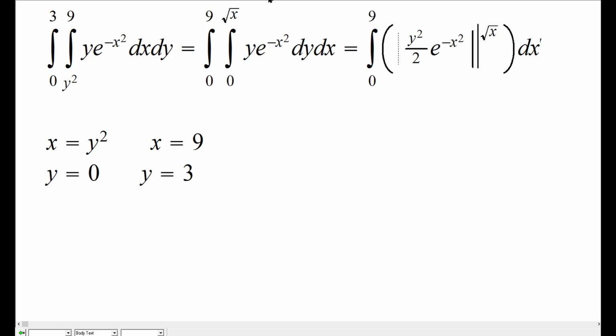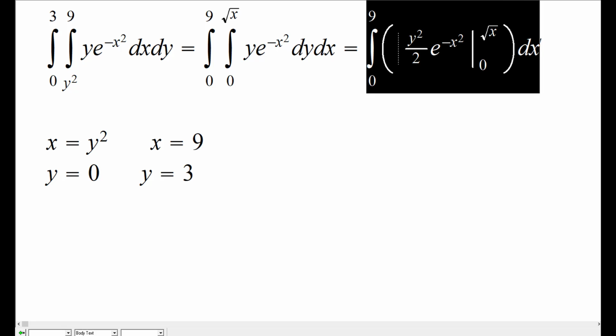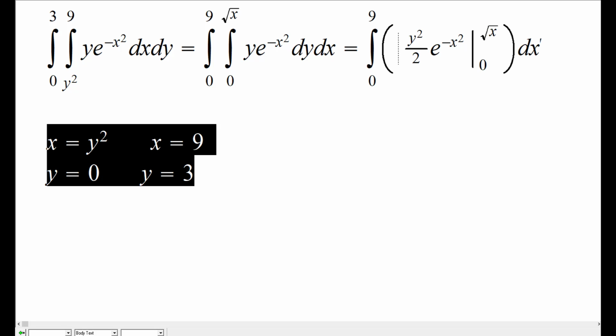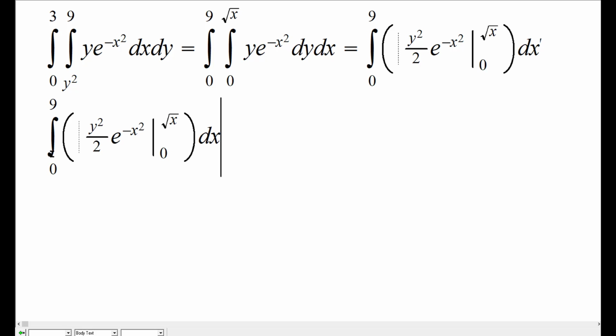and the lower limit is 0 for y, right? So let's bring it down in the next line. We can erase this now. Okay, so what do we get if we look at it? When we substitute y equals square root of x, what shall we get? We shall simply get square root of x squared, that is x. And then we get e to the negative x squared dx.